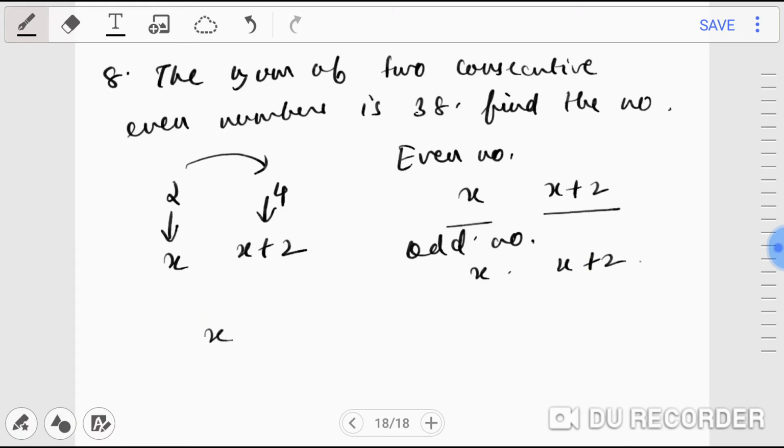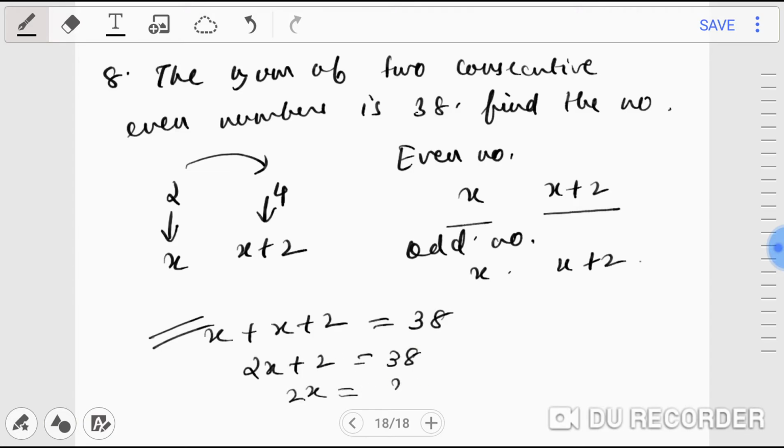So you will get x plus x plus 2 is equal to 38. This will be your equation. And that will be 38 minus 2. That will be 2x is equal to 36 and x is equal to 36 upon 2. So that's 18. Clear?